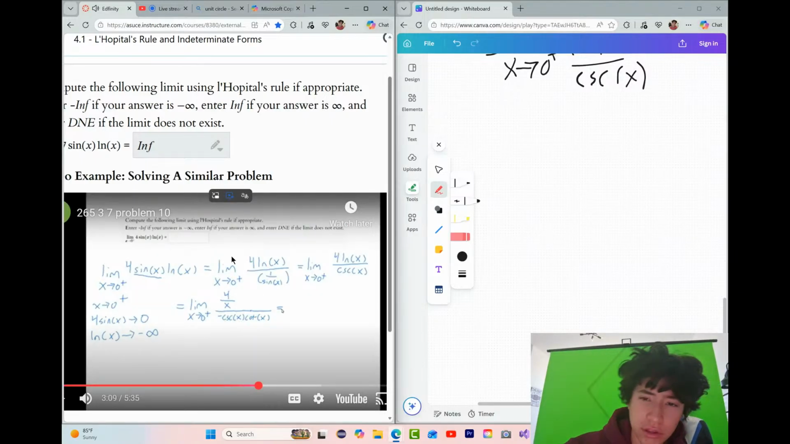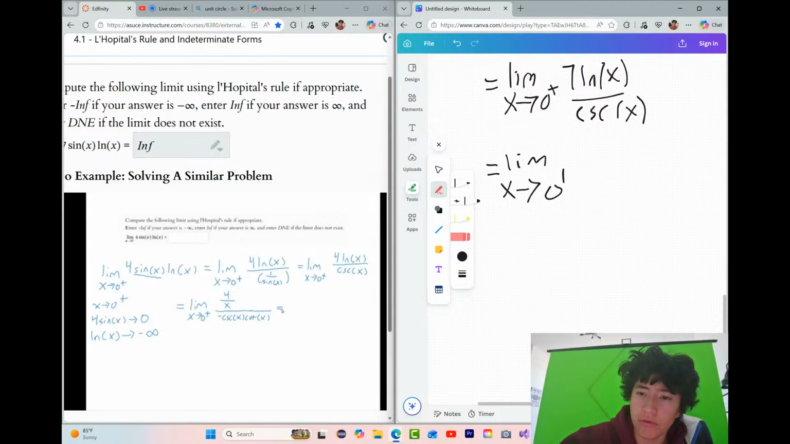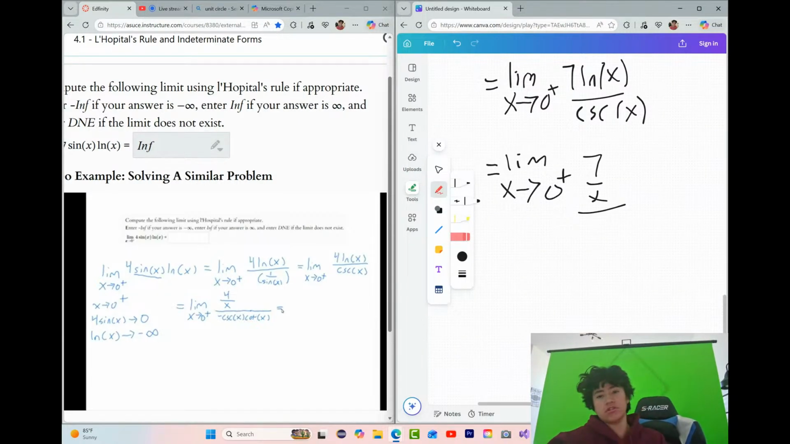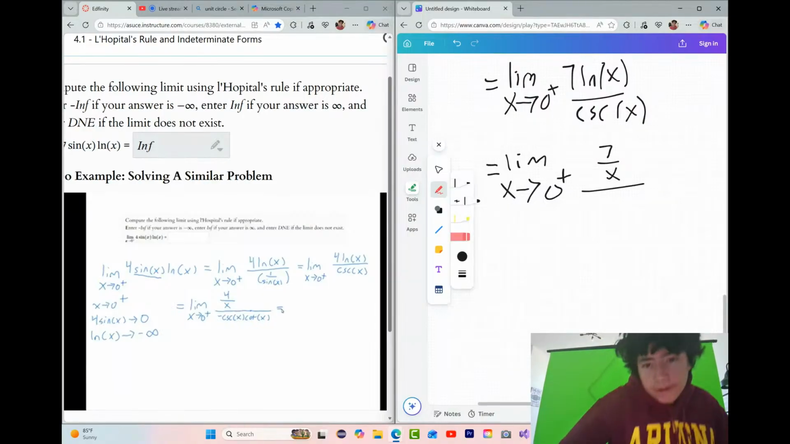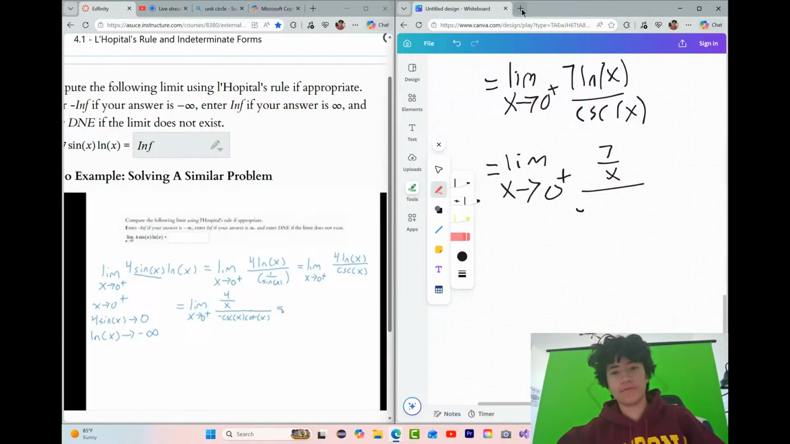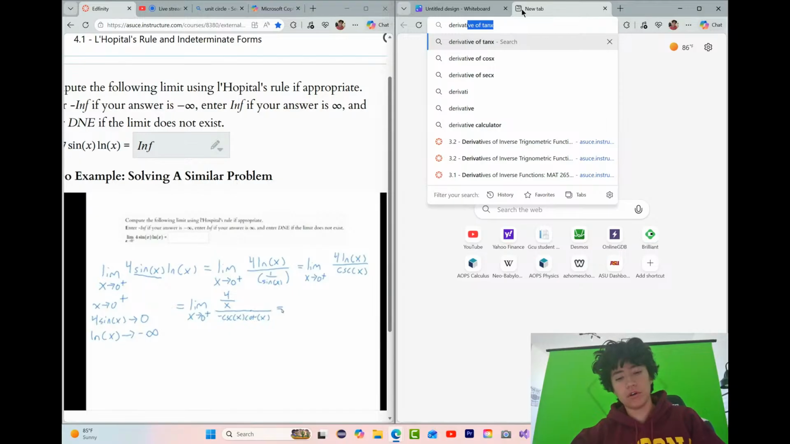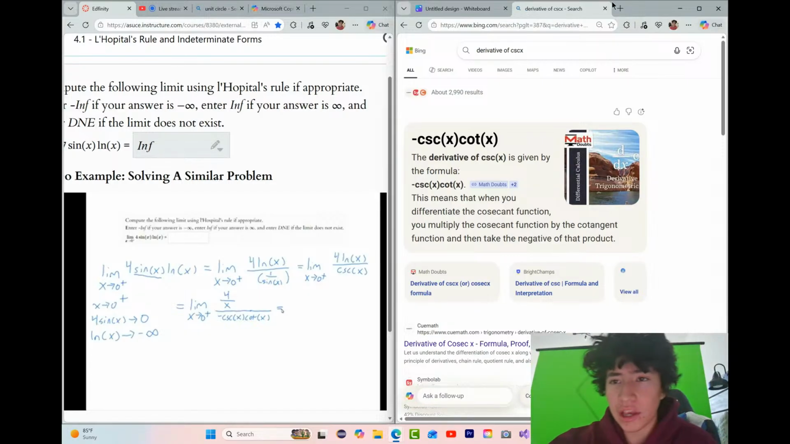Okay, I see. So let's just follow his guide. So we get the limit as x tends to 0 from the right of 7 over x over. So apparently it is. Wait, hold on. So the derivative of cosecant of x is negative cosecant times cotangent.